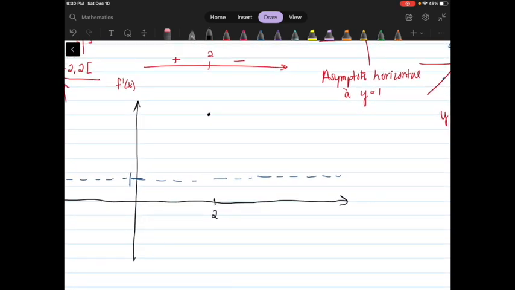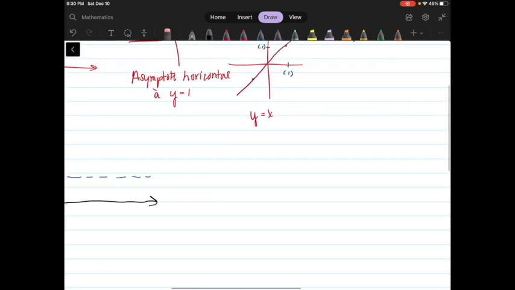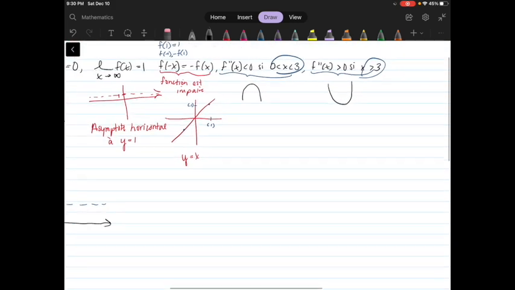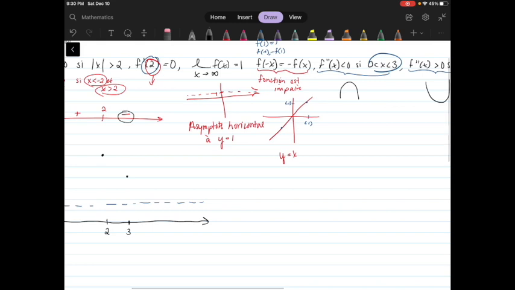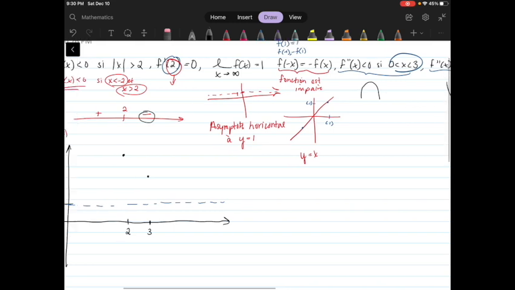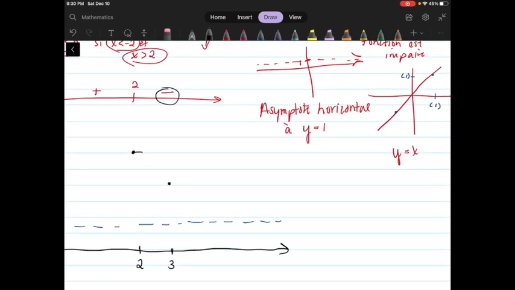So, 3 would be like here, right? And let's say it's somewhere down because we know it's décroissant after that because of the negative here. And between 0 and 3, which means the same thing between 2 et 3, we are going to have concave vers le bas.